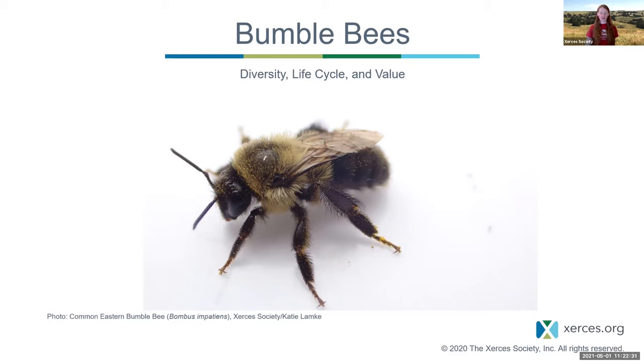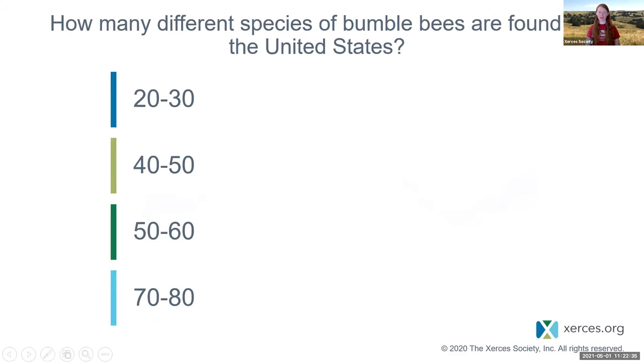So we're gonna have another poll here. Instead of wild bee diversity, how many different species of bumblebees do you think there are in the United States? If you read the workshop description, you might have seen that there's 20 in Nebraska. So that means there's probably a little more in the United States. All right, well, most people guessed 50 to 60, and while I wish that were the case, there are actually about 47 different kinds of bumblebees in the United States.